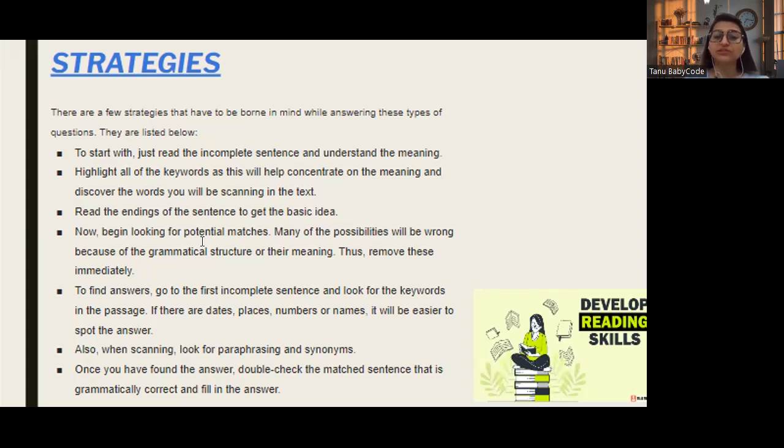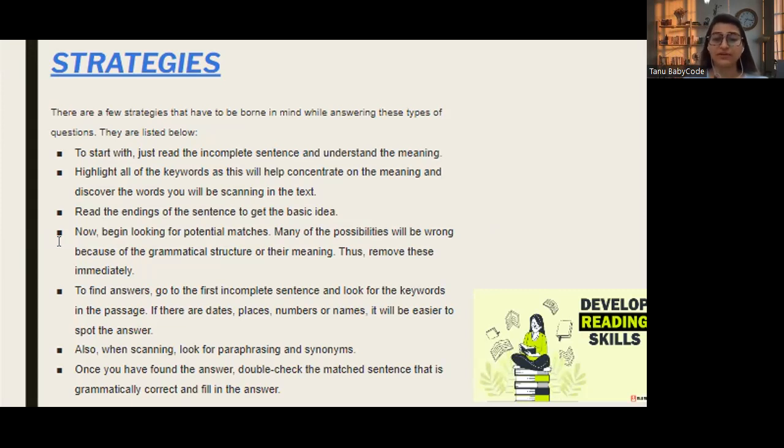And you can discover the words also. You will be scanning in the text also, right? Once you highlight the keywords, you start scanning in the paragraph. Read the endings of the sentence to get the basic idea always, because you know that you have answers also available. You have a kind of a multiple choice. You have possible endings, right?